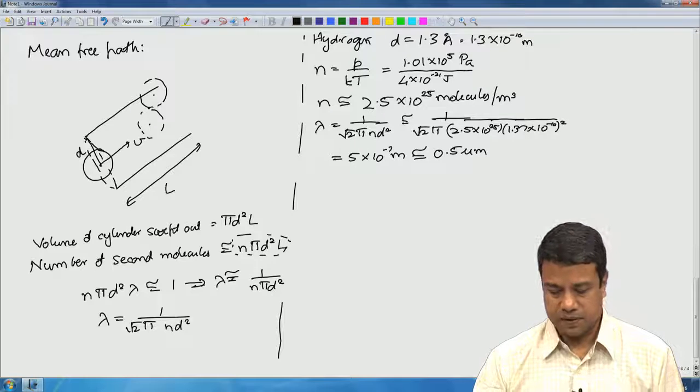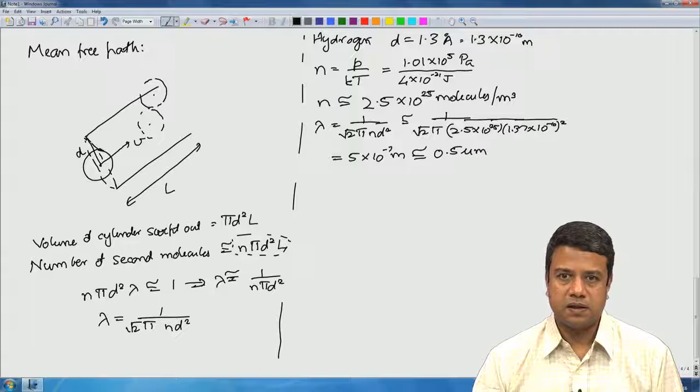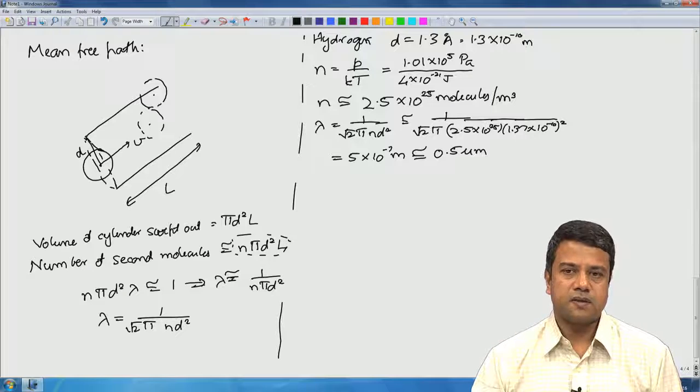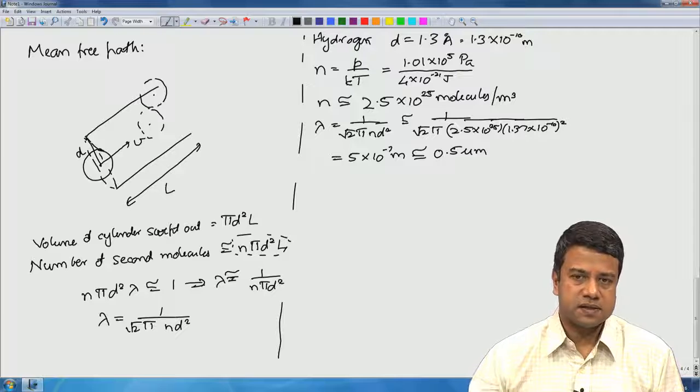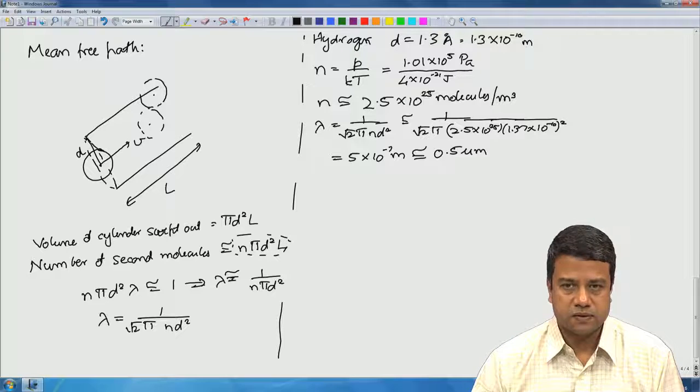So, that is the mean free path in a gas, and for the continuum approximation to be valid, I told you in the last lecture that the system size has to be much greater than this mean free path, which is about half a micron. So, continuum description in the case of gases will be valid only when distances are larger than half a micron or so.